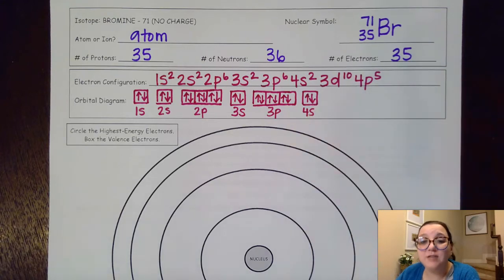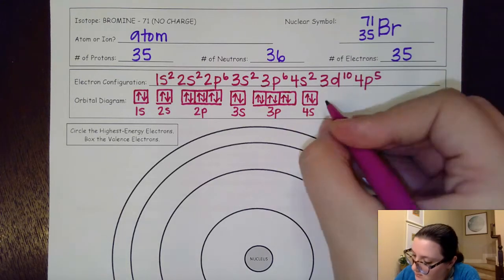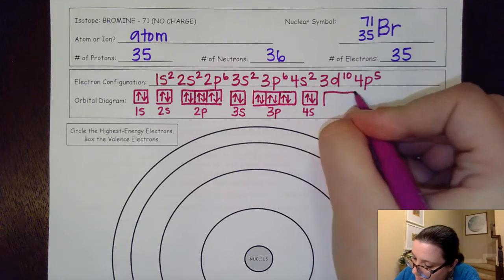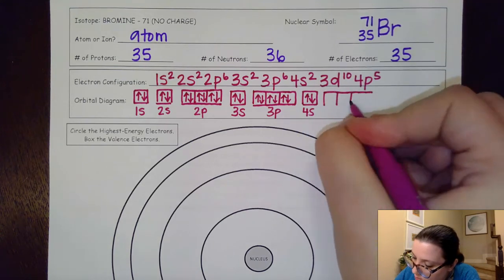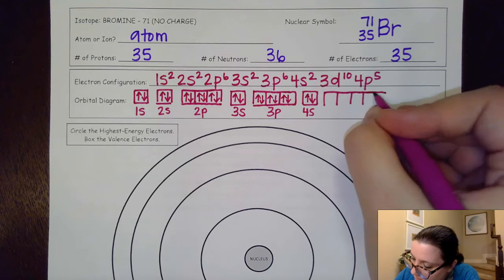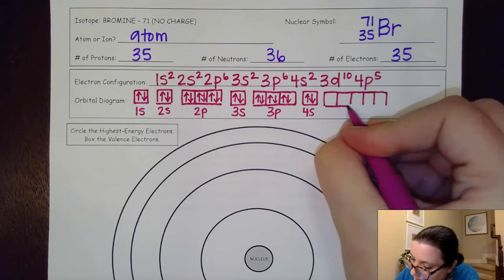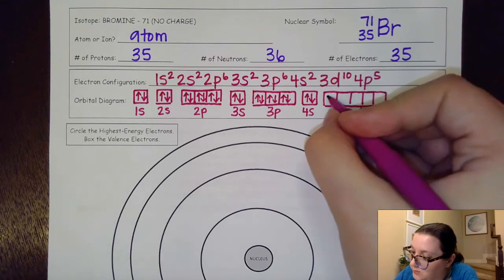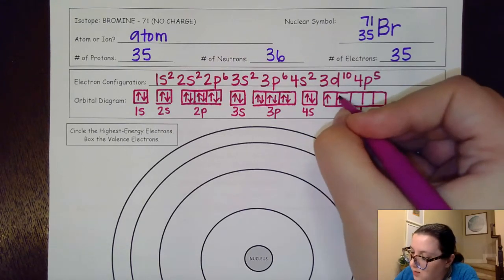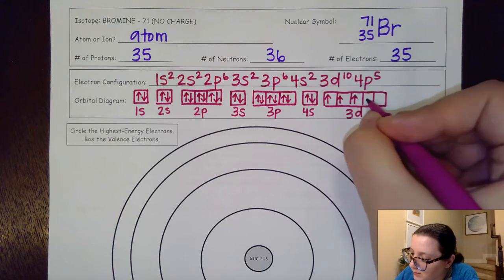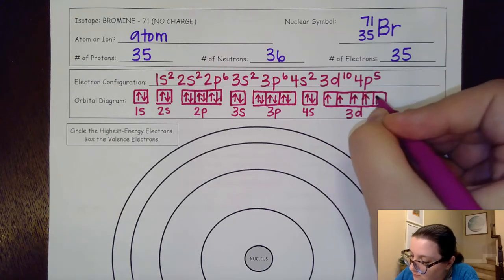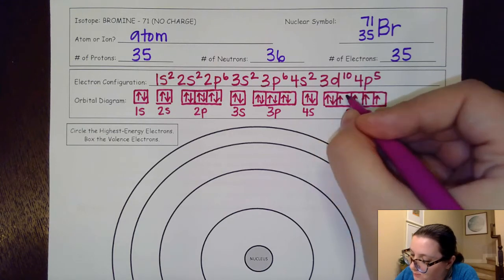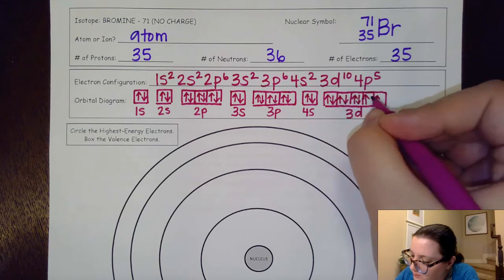For 3D, I draw 5 boxes, all hooked together. 1, 2, 3, 4, 5. I'm going to label those 3D, and I'm going to put my 10 arrows inside. Again, I'm going to follow Hund's rule, put one in each before I double up, but since they're all full, it didn't really matter so much.